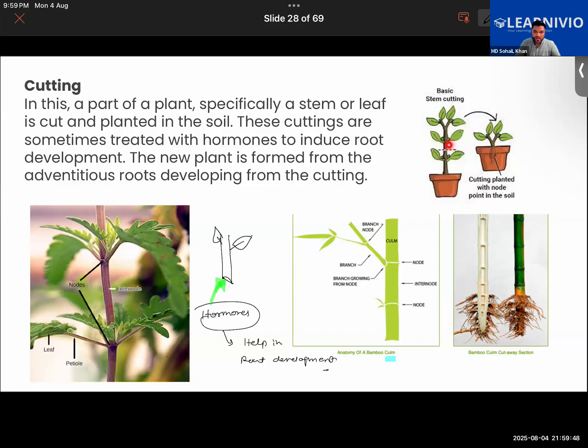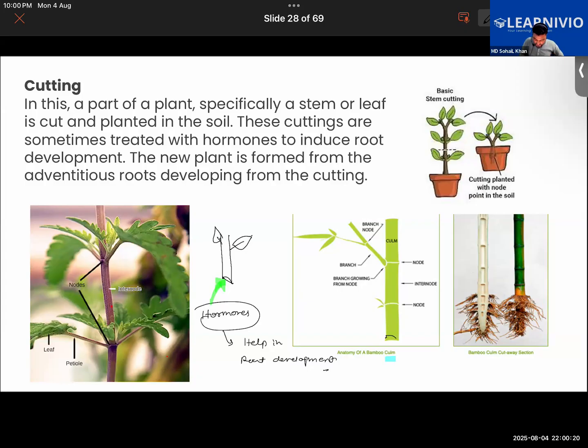Yes. So we are cutting the plant, and the portion which has a node in it should go inside the soil. Getting it? Suppose I have taken a cutting from this. I have taken a stem cutting of the bamboo. This portion is having a node in it, so this portion should be sown into the soil.